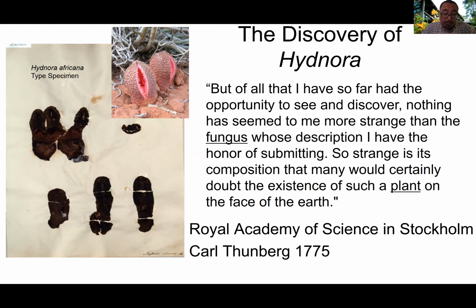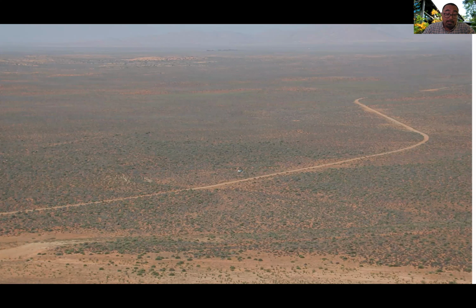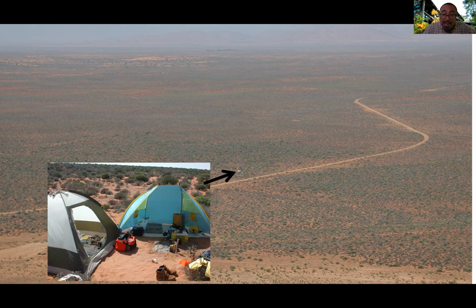So let's get into the field. This is a coastal area of the Northern Cape province of South Africa, which is also the center of diversity for Hydnora. The green structures here are primarily euphorbia shrubs, which are host to Hydnora species. That tiny white dot there was one of my favorite field sites, just for the absolute isolation and fantastic botanizing.